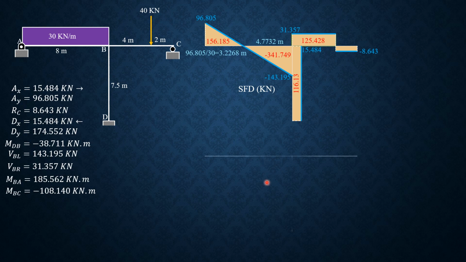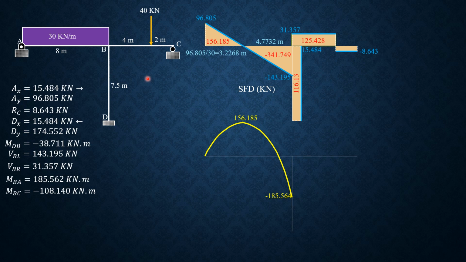Then for the bending moment diagram, so first moment A is 0, so it begins here. Then we have positive decreasing 156.185, the value. Then minus 341.749, negative decreasing. So it is negative 185.564. Moment BA, it should be close. 185.562, so they're close.